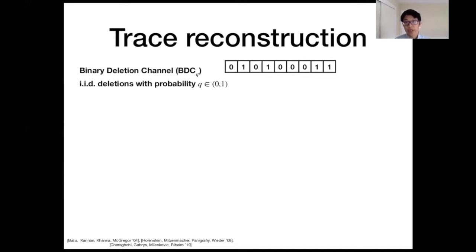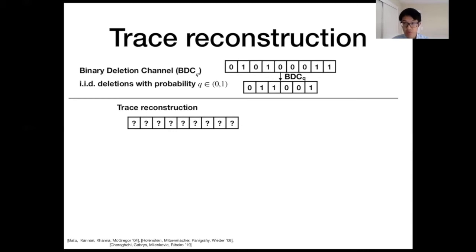I told you what a code is, now I'll tell you about trace reconstruction. The primary object for trace reconstruction is the binary deletion channel. It takes as input a string and outputs another string where each bit or symbol is deleted independently with the same probability q. Crucially, these are deletions and not erasures, so we do not know the positions of the deletions, and so we get a shorter string. The fact that we don't know the position of the deletions makes this a particularly difficult object to analyze.